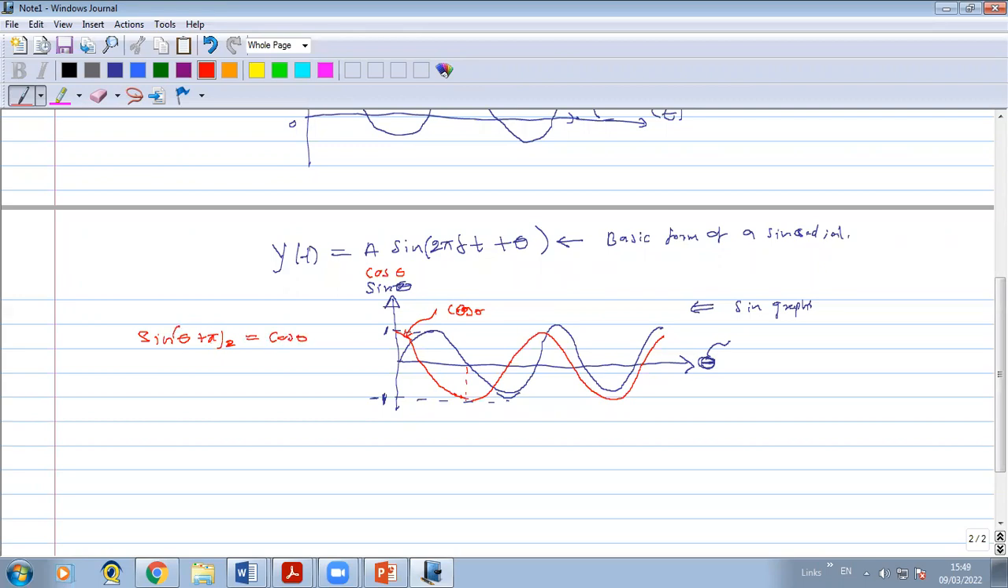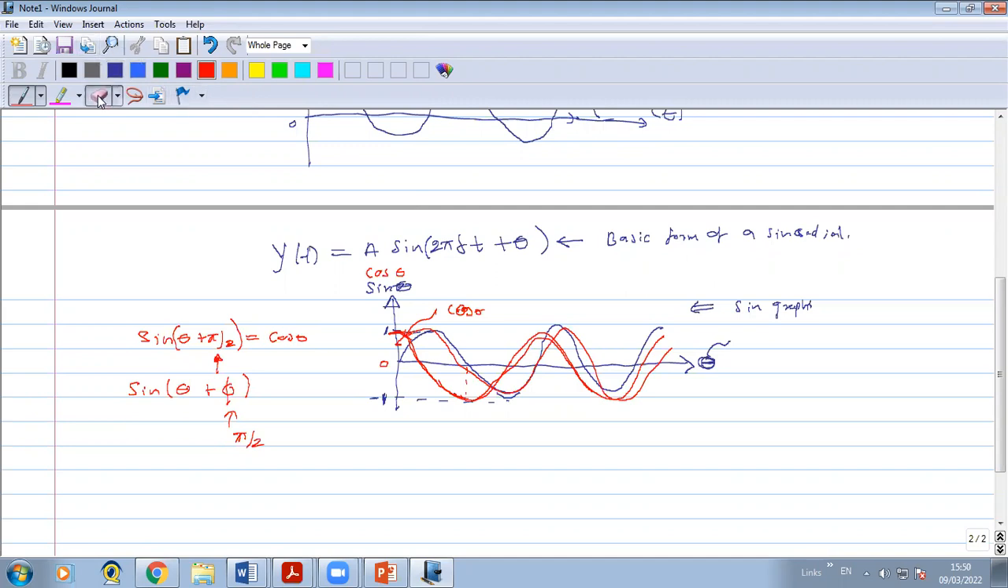If this angle is π/2, it will become a cos function, and you will get this kind of graph. If I consider sin(θ + something), if this is π/2, it starts from here. But if this is less than π/2, you will start somewhere between 0 and 1. So you will get this kind of signal. That is what I want to show you.